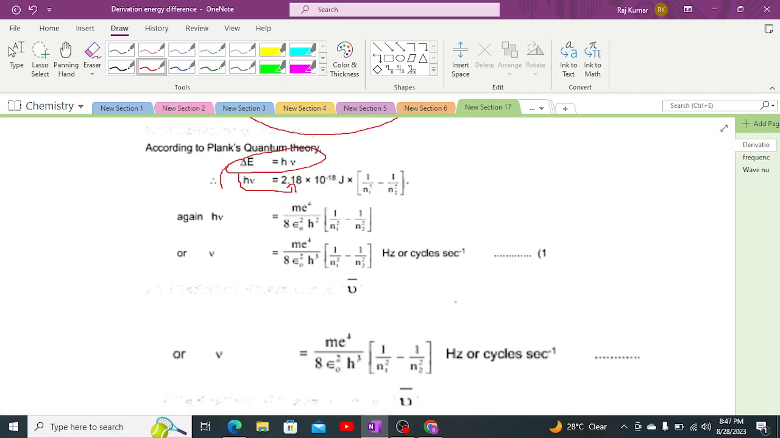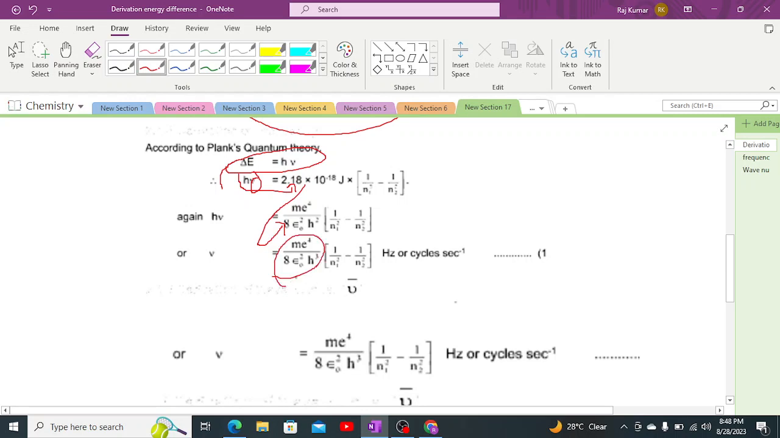Accordingly, in order to calculate the value of frequency, we move Planck's constant to the other side, where it divides the value 2.18 into 10 power minus 18 joule per atom. But this value is a constant value, and we want it in algebraic form, not numerical form. So here, m e power 4 upon 8 epsilon naught square h square is the actual value. After which, when we divide it by Planck's constant, it becomes m e power 4 upon 8 epsilon naught square h cube. Now this also has a constant value.